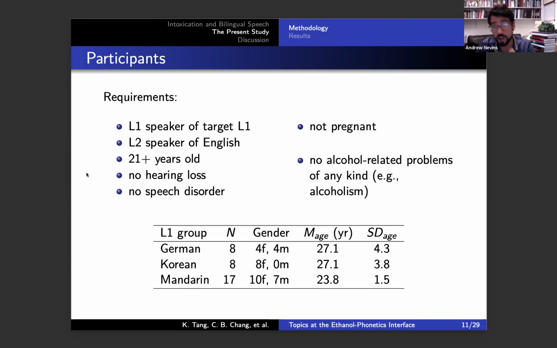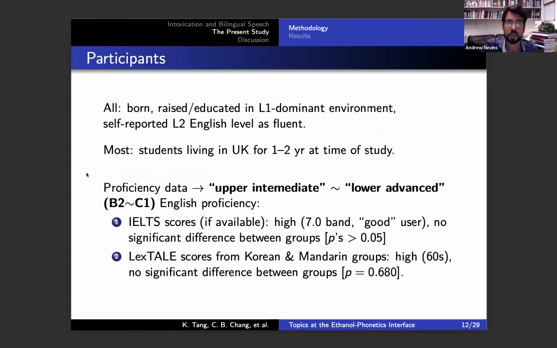So we had participants of German, Korean, and Mandarin Chinese come to the lab here downstairs. We wanted to make sure that they were L2 speakers of English with a good degree of proficiency. I'll talk about that, and no alcohol related or other health problems that were relevant. And we recruited for this study, this was partly some student projects, 8 speakers of German, 8 of Korean, and 17 of Mandarin, roughly all in their 20s. Most of them lived in the UK for 1 or 2 years at the time of study, and we looked at their proficiency data, which were upper intermediate or lower advanced.